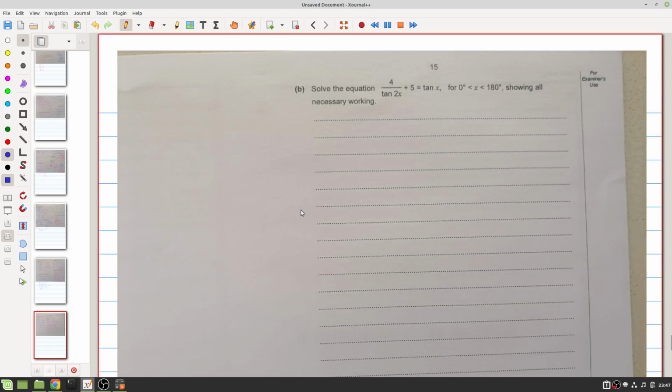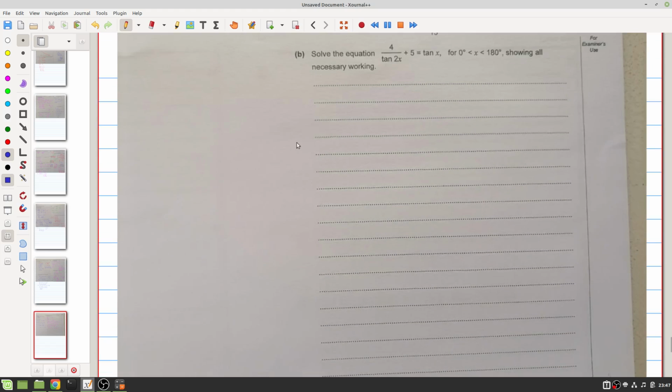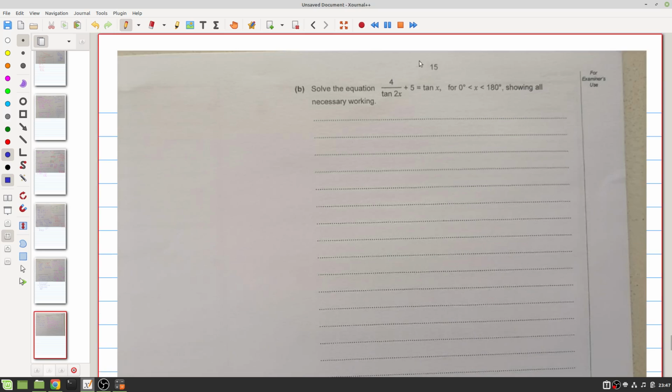Final question. Okay, so for this one, there will be at least two ways to do this. I'm probably going to do the longer one first, because the short one would be to use the tan double angle formula. So let's just write that down here. So tan 2x is equal to 2 tan x over 1 minus tan squared x, I think. 1 minus or 1 plus? I think it's 1 minus tan squared x.